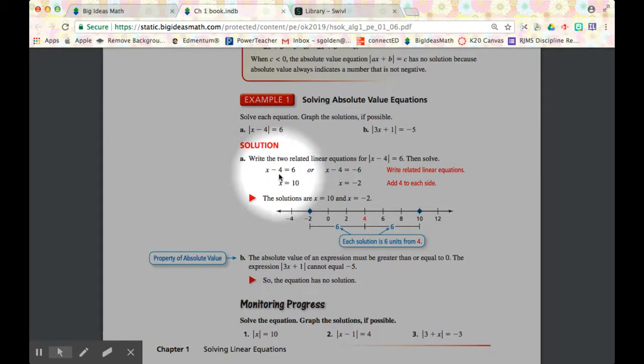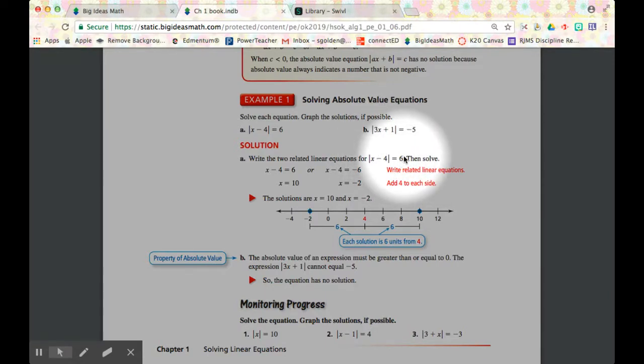Now we go back and solve them. Here we have x minus 4 equals 6. To solve that, we would add 4 to the other side of the equal sign, and 6 plus 4 is 10. So we get x equals 10 here. Then on this side, when we add 4 to the other side, -6 plus 4 is -2. So we have two solutions, x equals 10 and x equals -2. Because if we were to plug either one back in here and then take the absolute value, we would get +6.